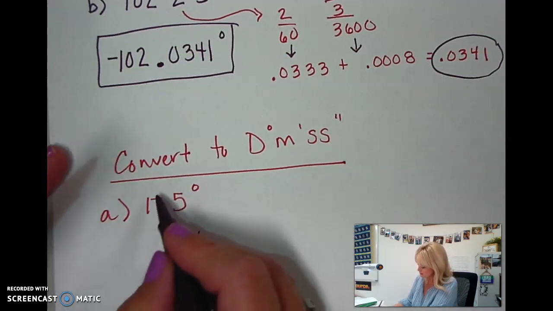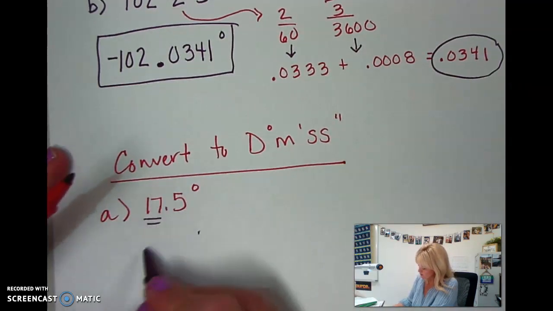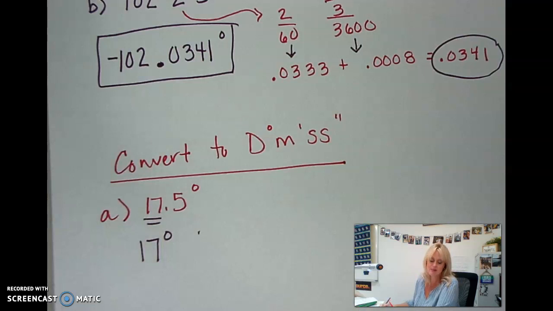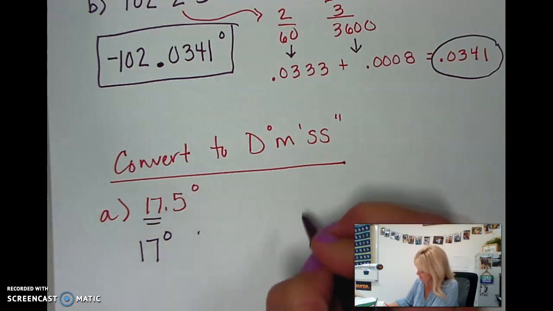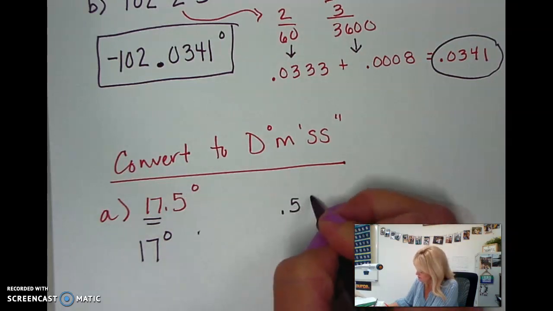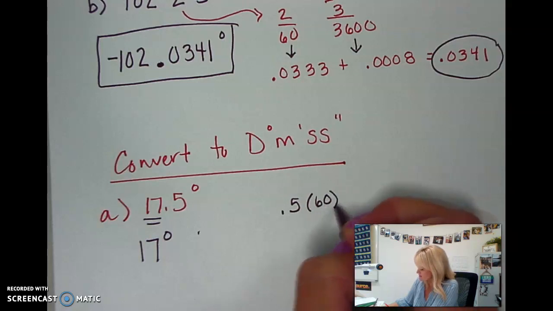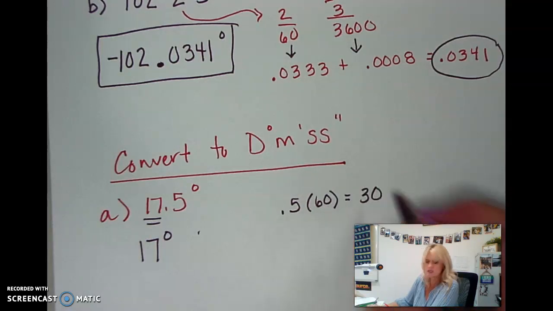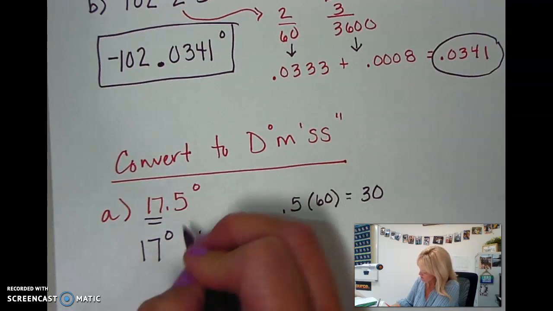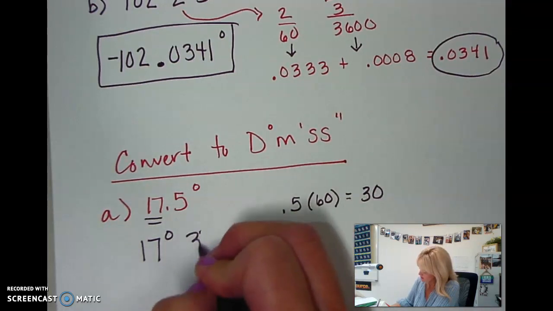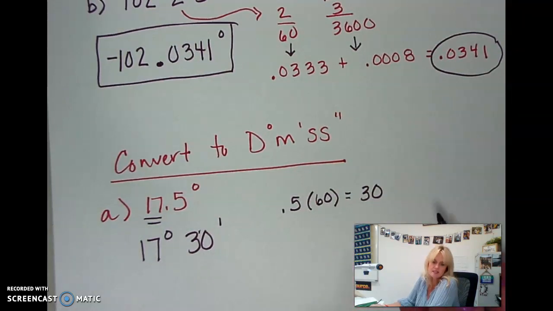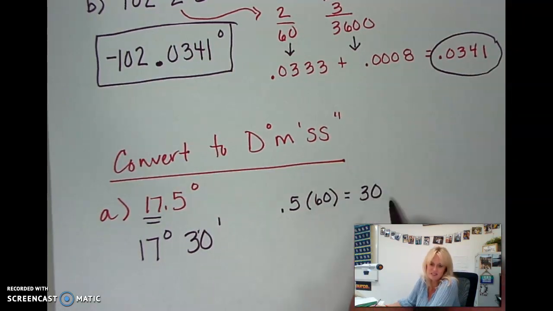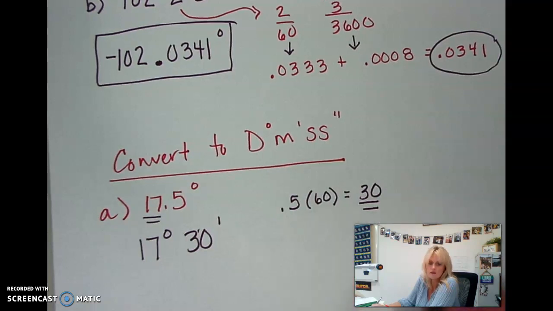Okay? So again, my whole number is my degrees. That's the easy part. Now I'm going to take my decimal, which is 0.5, and I'm going to multiply that by 60 instead of dividing by 60, which is 30. So this is 17 degrees and 30 minutes. There are no seconds because I'm actually done. This gave me a whole number.